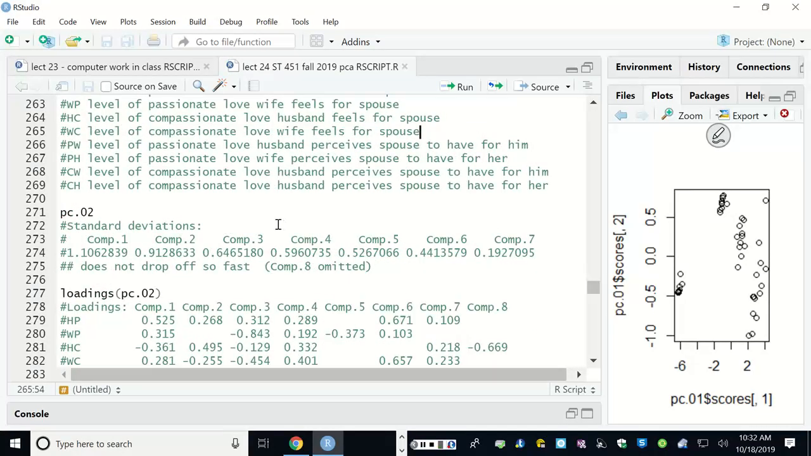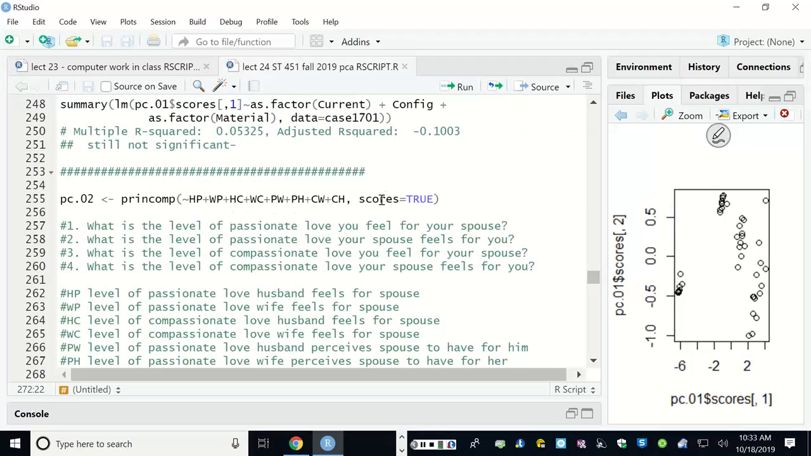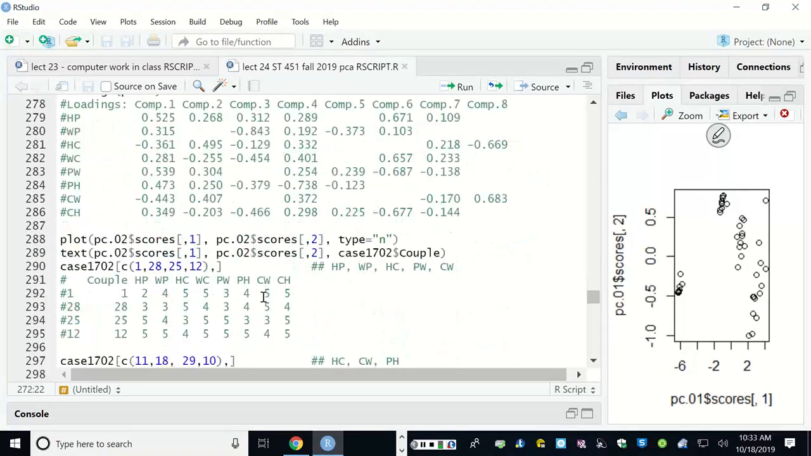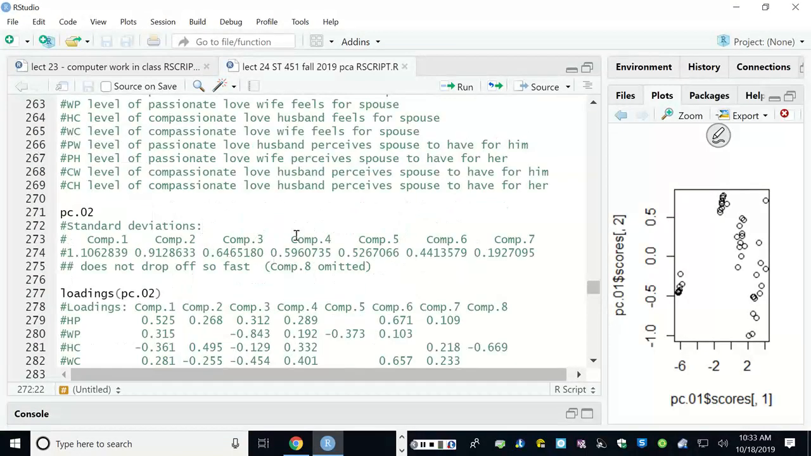8 variables. And in social sciences, sometimes there's the idea that there's an underlying factor, right? Maybe there's a passion factor or a compassion factor or a to or from. There's different types of factors like that. If you fit the principal components for this, the standard deviations of the principal components don't drop off so fast. That's related to the proportion of variance.